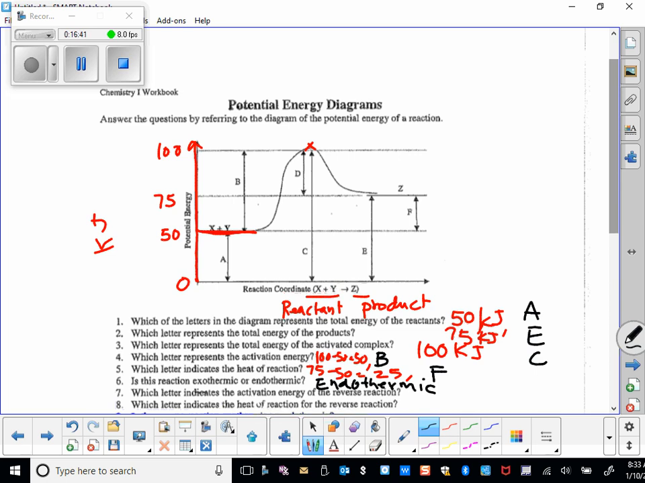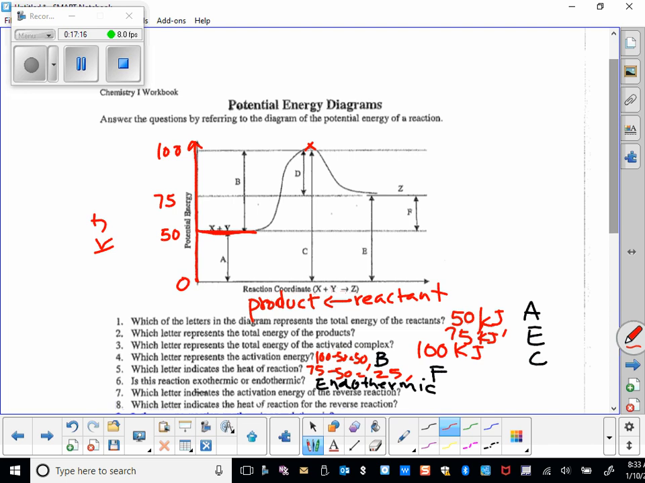Now, they're asking us to reverse this reaction. They're saying, consider, now change this and think of Z as your reactant, and then think X plus Y is your product. Are you with me? Do you all understand? You're now going the opposite way. If you do it the opposite way, Abby, what will be the activation energy for the reverse reaction?